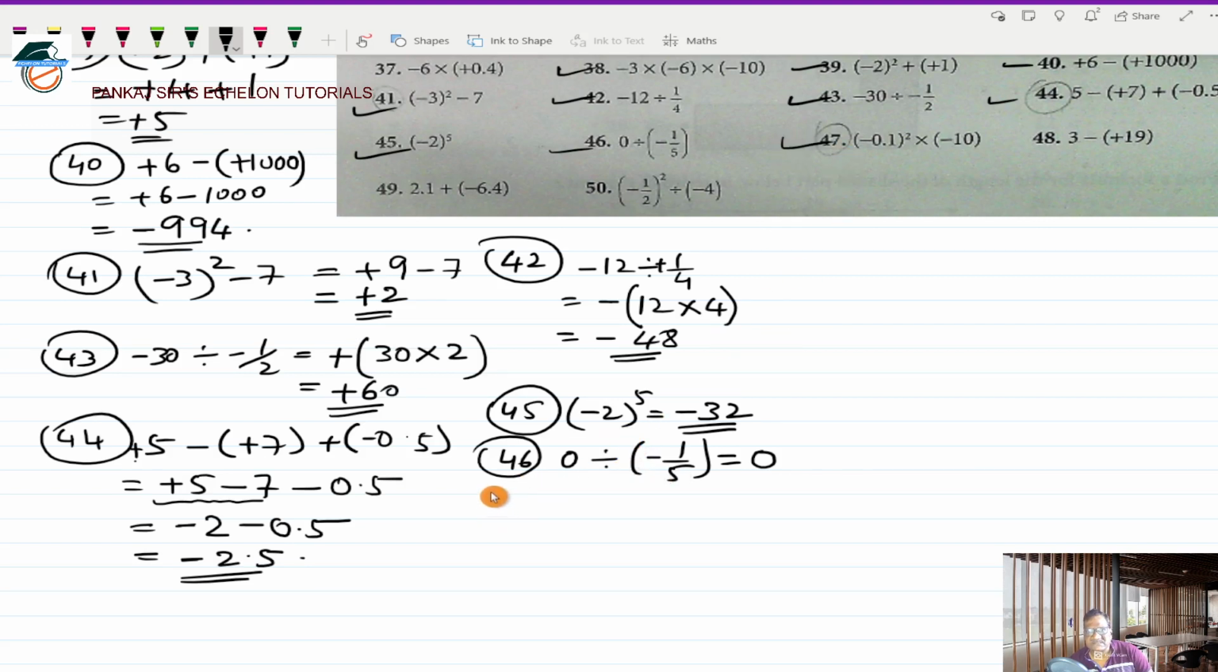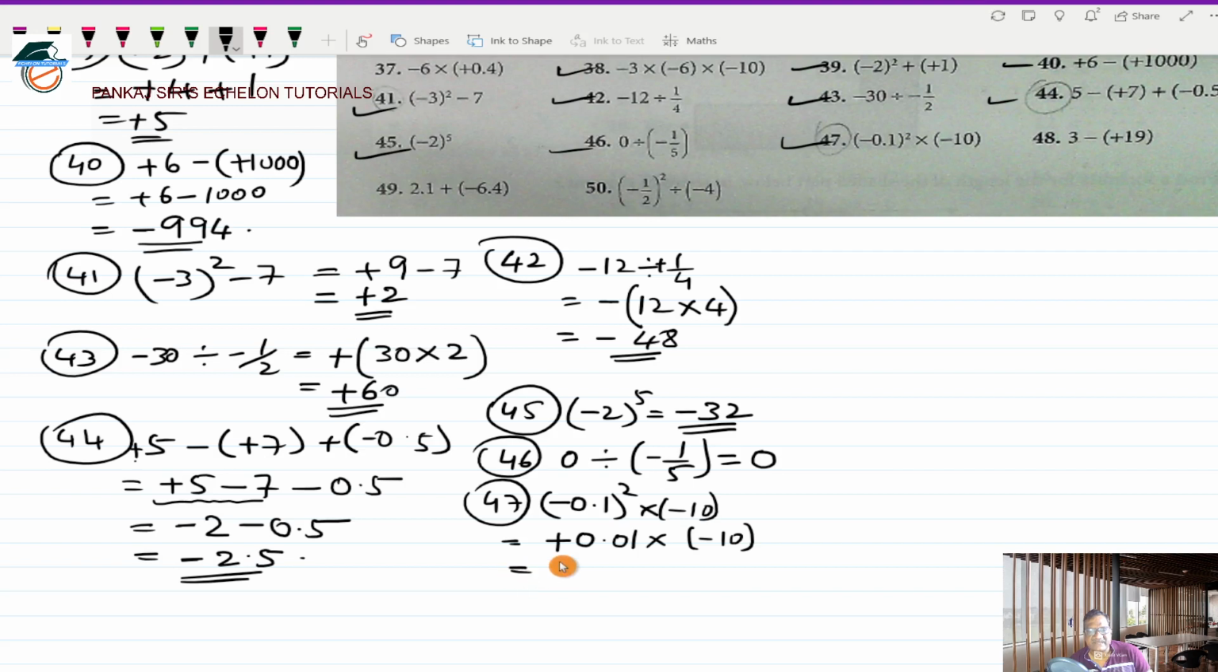Now coming to 47. 47 is minus 0.1 the whole square multiplied by minus 10, right? Now this is multiplication of a minus and a minus, it will be a positive number, and first minus square will be plus, 0.1 square will be 0.1 into 0.1, that is 0.01, multiplied by minus 10.